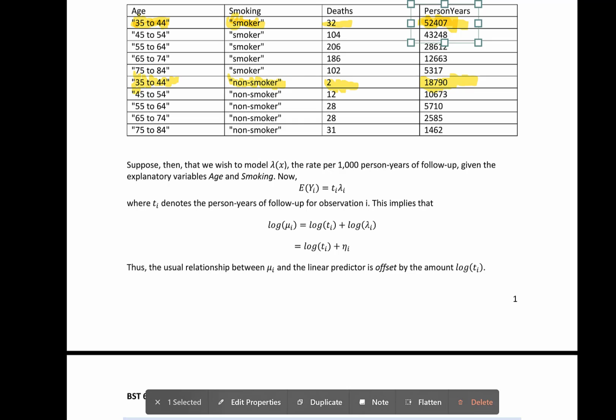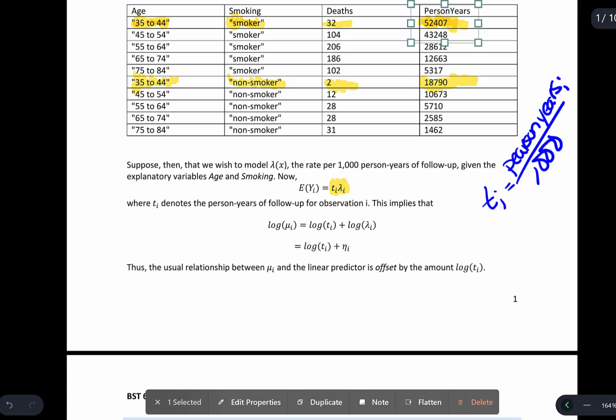What we would end up with is that the expected value of y is not lambda, it's actually going to be t_i times lambda. The reason for that is that for this particular example, t_i is going to be equal to person years_i divided by 1,000.